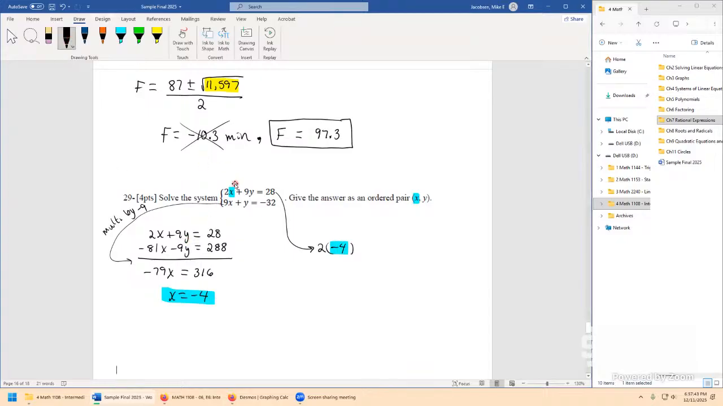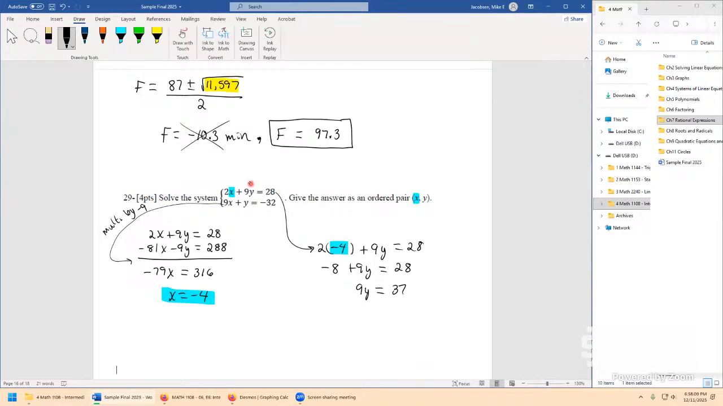And here's our big substitution. X is -4, so you can put -4 in either equation. The top equation just happens to look like the nicer one. Plus 9y equals 28. So -8 plus 9y is 28. Add 8 to both sides, and 9y equals 37.